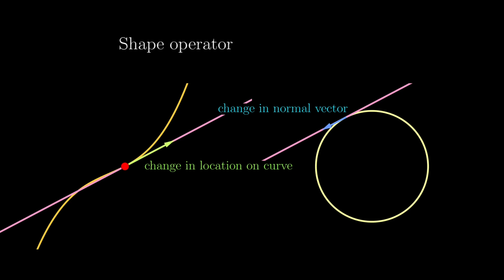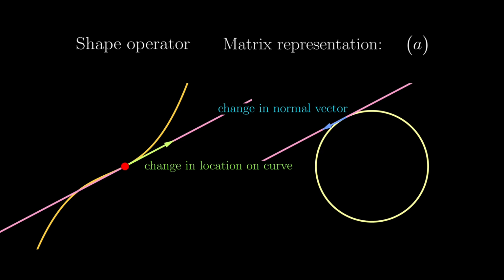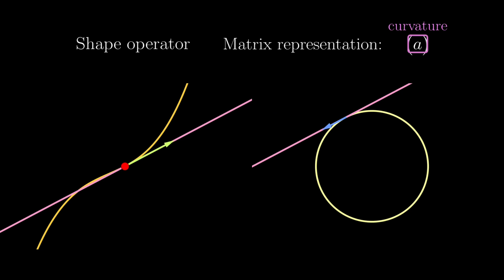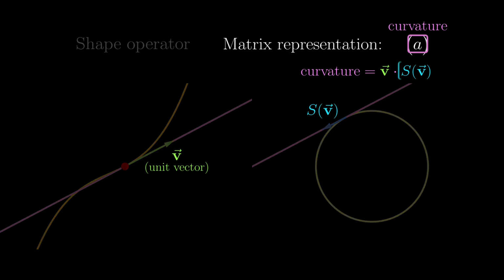And instead of a 2x2 matrix for a surface, it now becomes a 1x1 matrix, which is just a number, and we directly call this number the curvature of this curve at that red point. This number can be calculated as follows. Let the change of location on the left be a unit vector v, and then apply the shape operator to it. Then the curvature is simply the dot product of v and S of v. This works because S of v is by definition the curvature times v, and v is a unit vector.